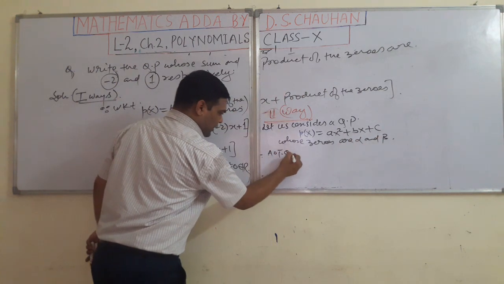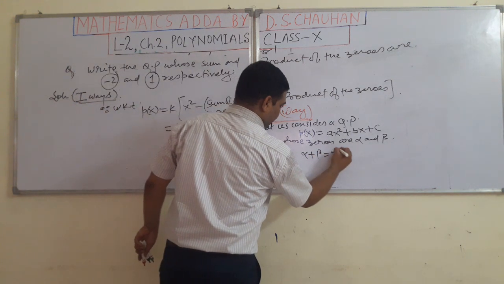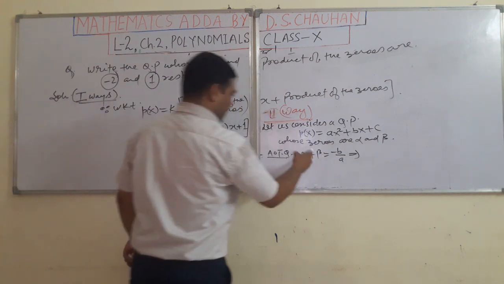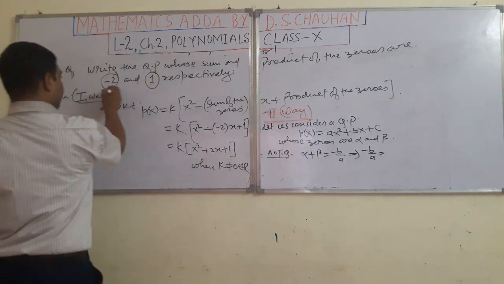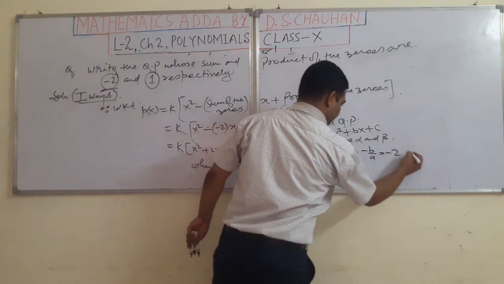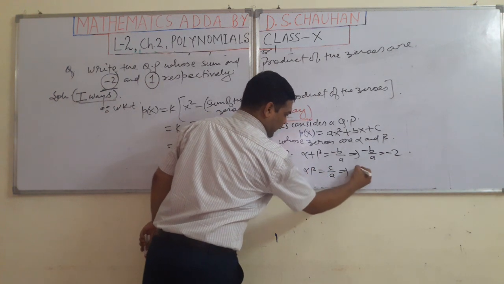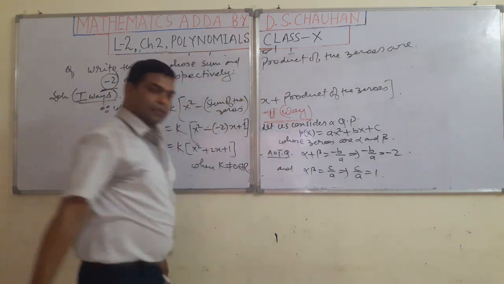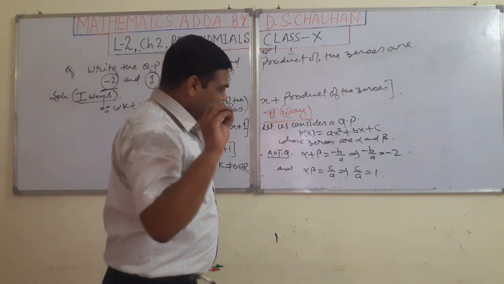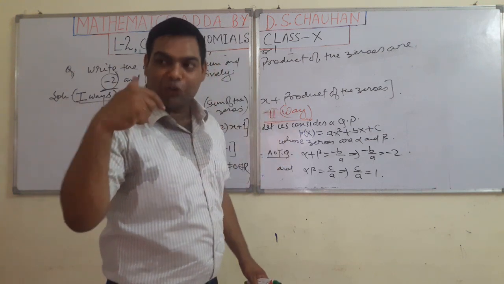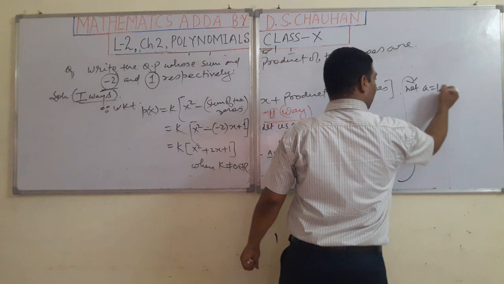According to the question, alpha plus beta, we know it is minus b upon a. What has been given? Alpha plus beta, that is minus b upon a, it has been given as -2, and the product of the zeros alpha beta, it is C upon A, it has been given 1. See, I have told you the shortcut way that whenever you want to bring the answer easily, always put A equal to 1. So putting here, let A equal to 1.